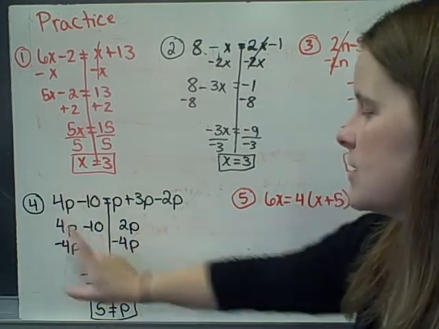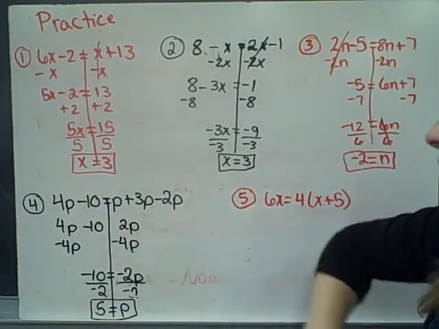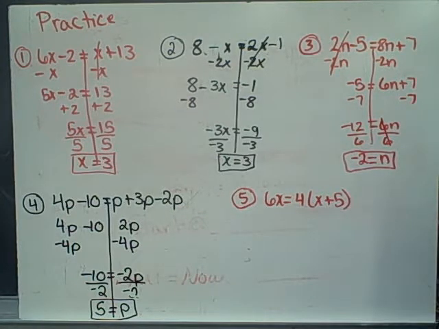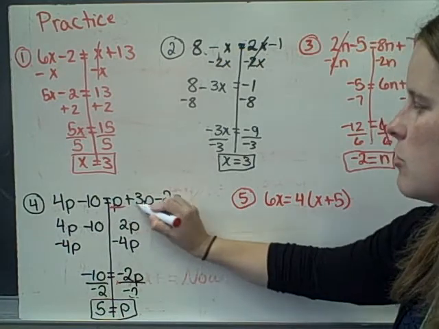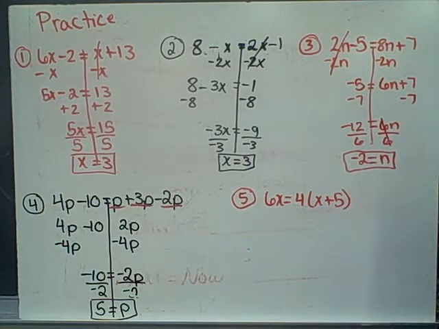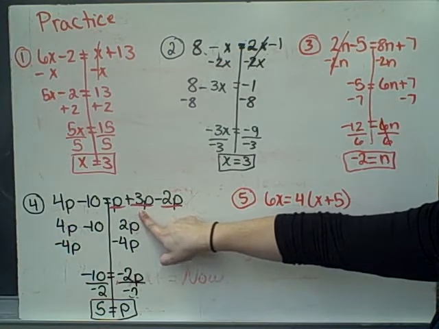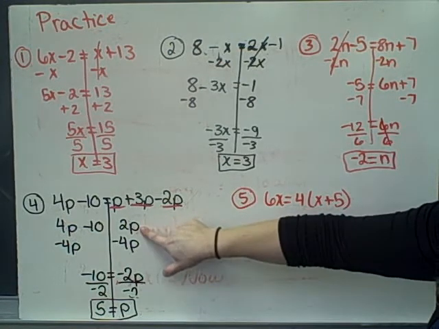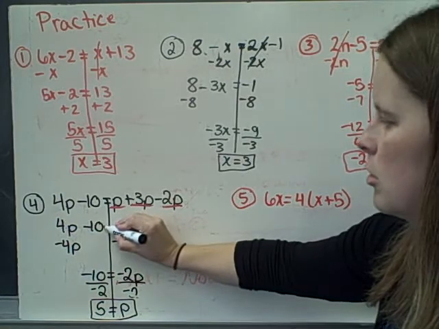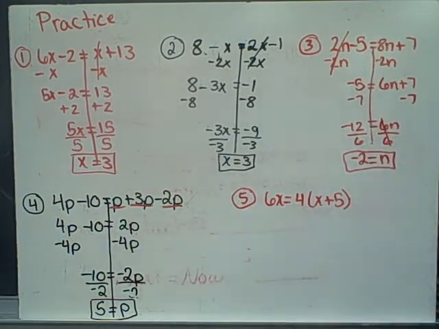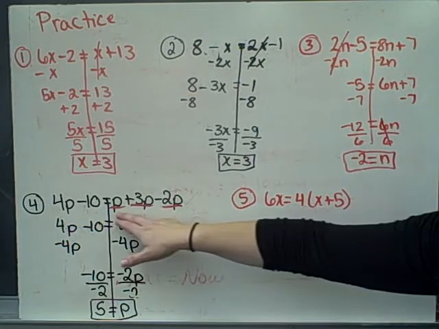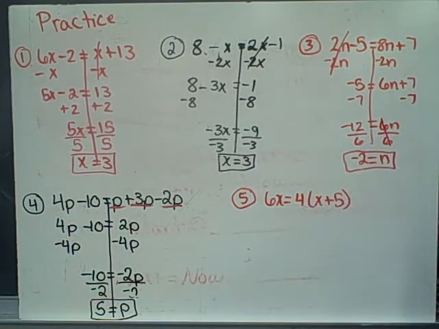But if I look at my right-hand side, I have p, 3p, and minus 2p. So those I can combine because 1p, 3p, and minus 2p are all like terms. So 1 plus 3 gives me 4p, and then minus 2p gives me 2p. So I end up with 4p minus 10 equaling 2p, because all I did was combine like terms on the right side of my equation.